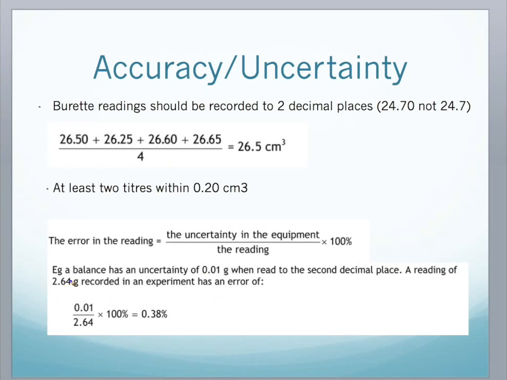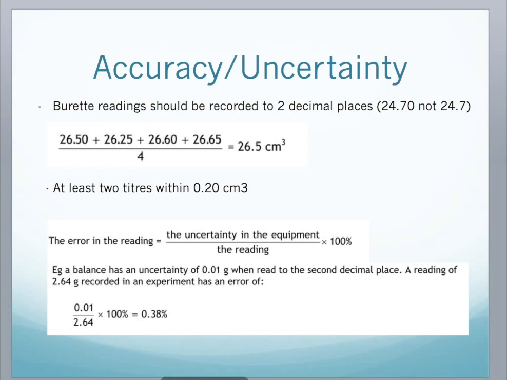So for example, here we have a balance that has an uncertainty of 0.01 grams, and we have a reading of 2.64 grams. To get the percentage error, we would take the uncertainty, which is this number here, divided by our reading and multiply it by 100%. So we have the percentage error of that particular piece of equipment with how many grams we measured out.